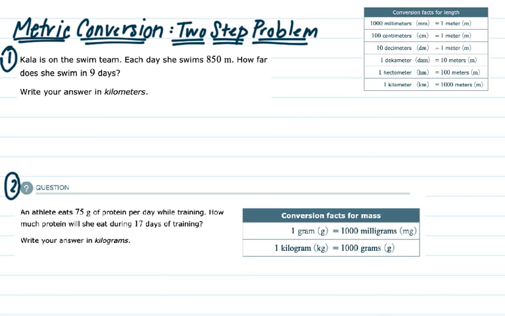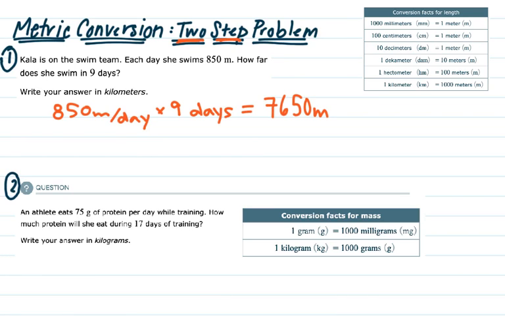Okay, now lastly, we'll look at some problems that get a little bit more complicated because they require 2 steps. So we have Kayla. She's on a swim team. Every day she swims 850 meters. And how far does she swim in 9 days? Well, the first step is just the simple 850 meters per day times 9 days is 7,650 meters, but we want that not in meters, but in kilometers.